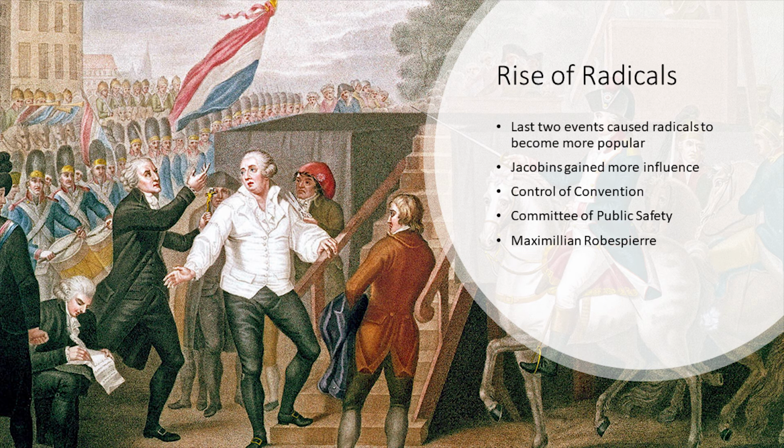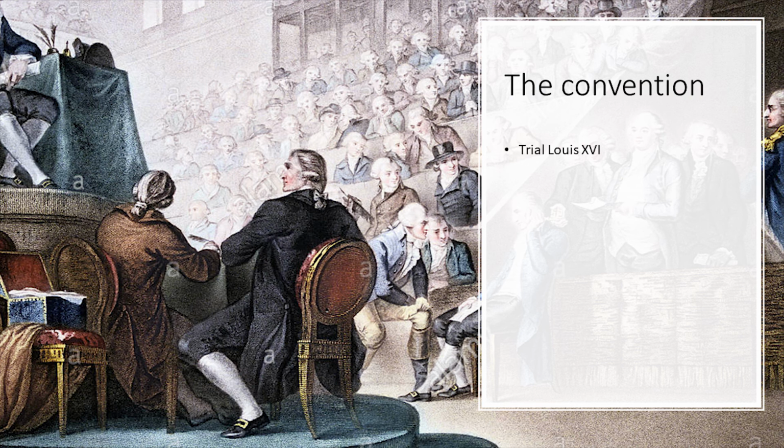After the flight to Varennes, the Jacobins, one of the leading radical groups, gained more influence. They even became more extreme. Once they had control over the convention, they established the Committee of Public Safety, led by Maximilien Robespierre. The convention decided to have a trial for Louis XVI, who was found guilty and sentenced to death.